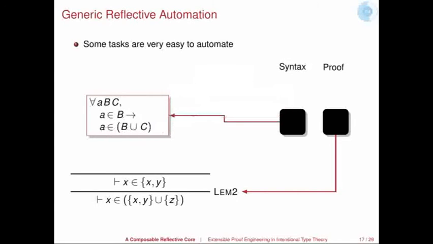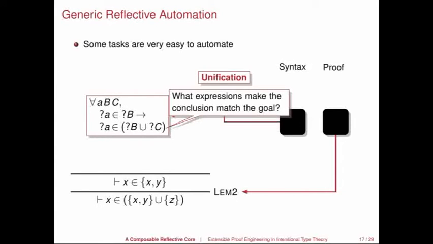So what we do is we solve a problem called the unification problem. We ask the question, what values of A, B, and C will make the conclusion of this lemma match the conclusion of the goal we're trying to do? So we can put question marks in front of these, and then ask: if you pick A to be X, and you pick B to be X and Y, and you pick C to be Z, these things will match, and your goal will be reduced to this.